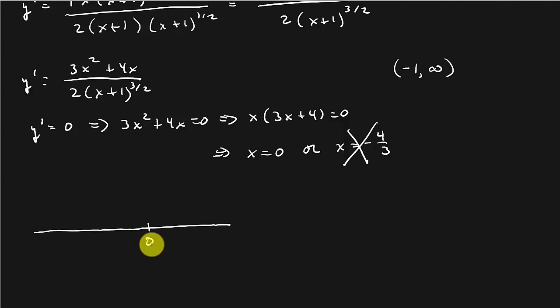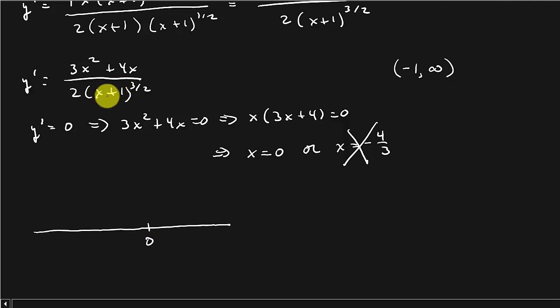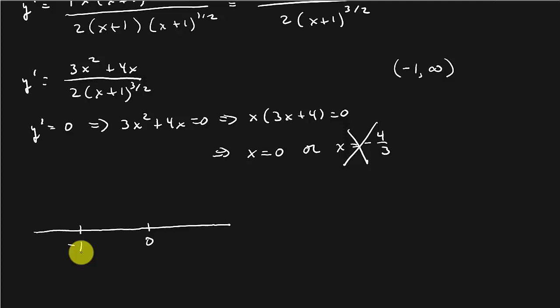Well, it's undefined at -1. The first derivative is. But remember, it also has to be in the domain of the original function. And -1 is not in the domain of the original function. So -1 is not a critical number.